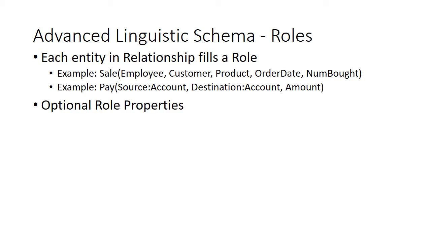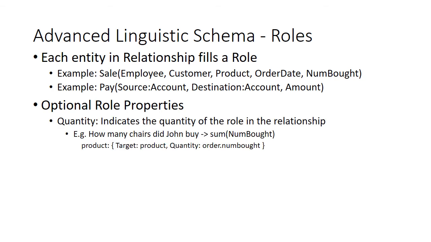Each of these roles has a number of optional properties to control the behavior of Q&A for that role. The first such property is the quantity of the role. This indicates how many of that entity participate in the relationship. So for example, I may want to be able to ask, how many chairs did John buy, and get the sum of the number bought column, rather than a count of the different products named chair bought by John. To do this, I would set the quantity property on the product role of the sale relationship to be the number bought entity.